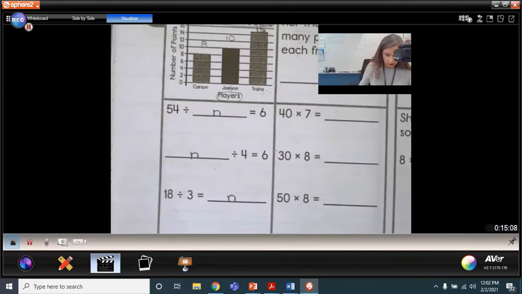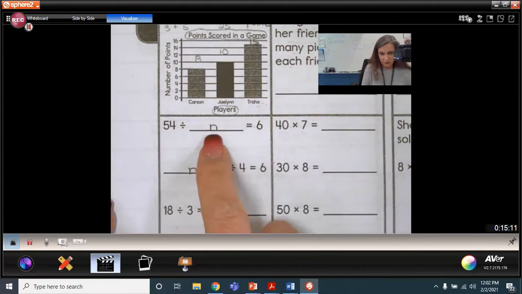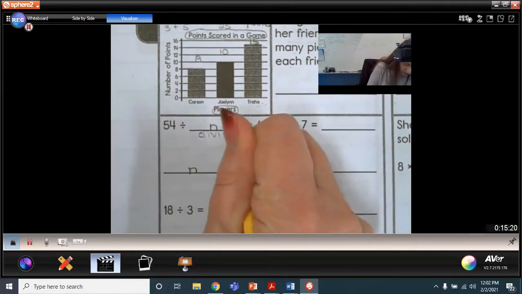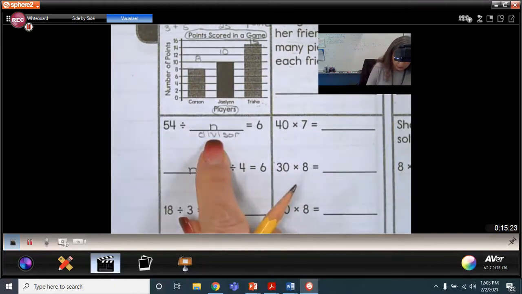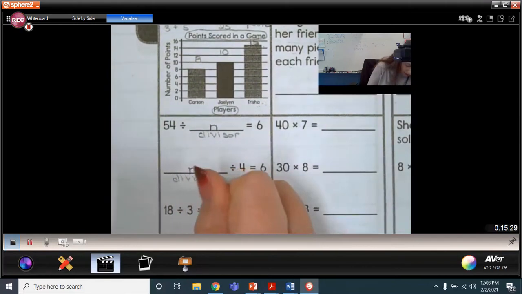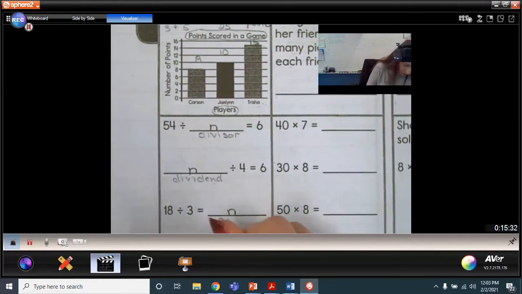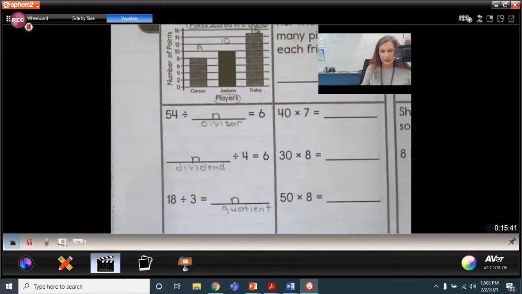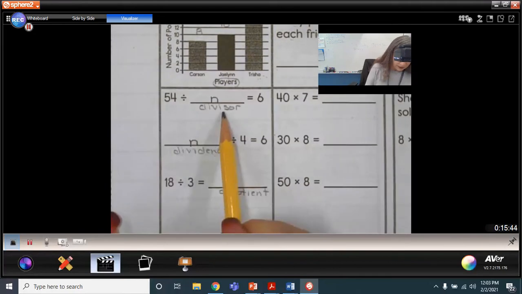our next problem, which is going to be division equations. We're looking for the missing number in each one of these division equations. Now, in this case, we're looking for our divisor. We're missing the groups. In this case, we're missing our total, which is our dividend. And here, we're missing the quotient. So each one of those parts has a name for its part in a division equation.